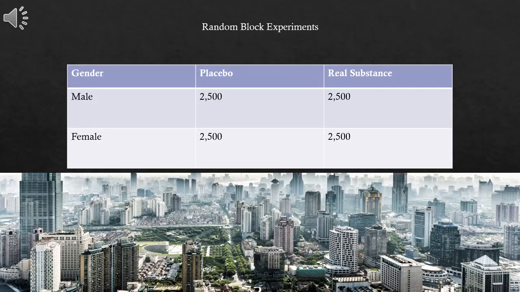Within these blocks, half are given a placebo and the other half are given a real dose of the target substance. A great example of this would be testing if a vaccine or drug works. If there are 10,000 subjects, two blocks of 5,000 men and 5,000 women would be created. Then in each of those blocks, 2,500 would receive the placebo and 2,500 would receive the real drug.